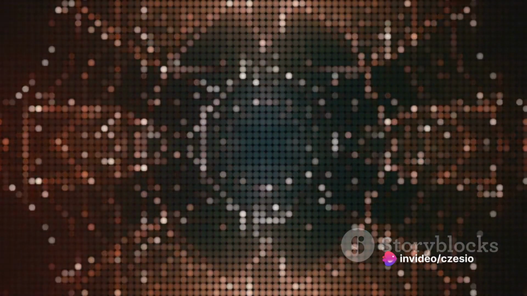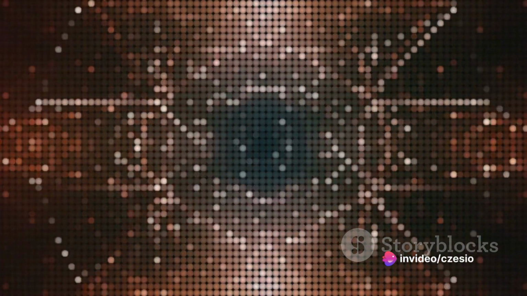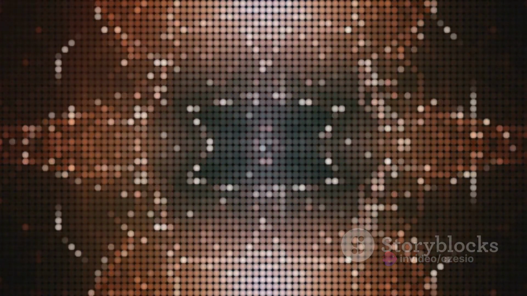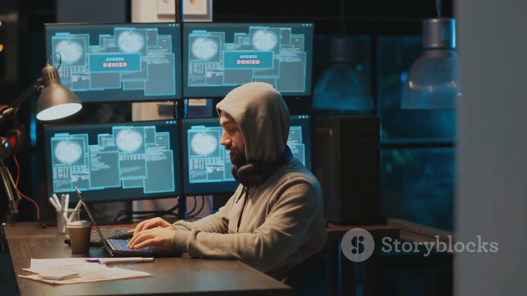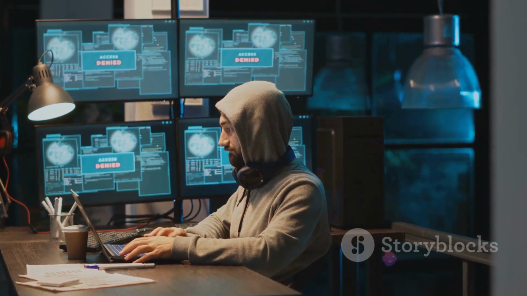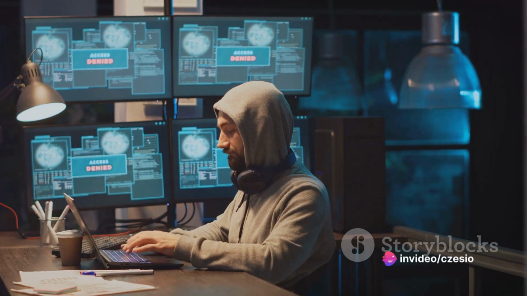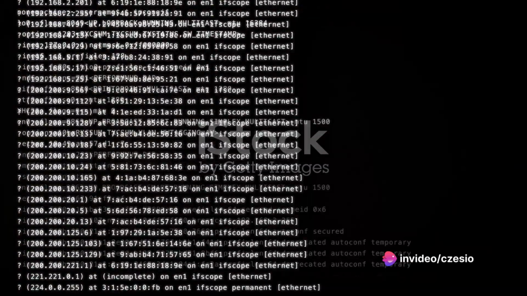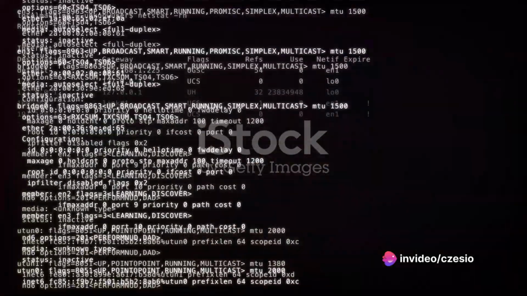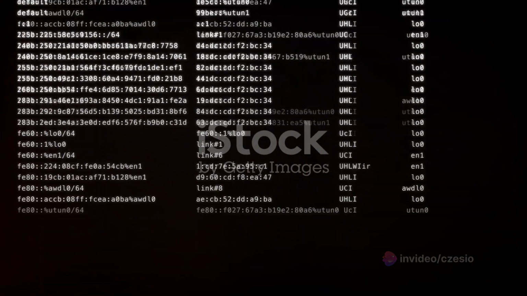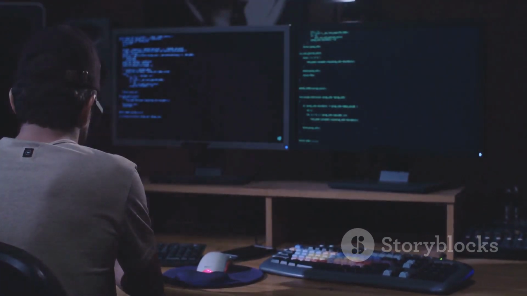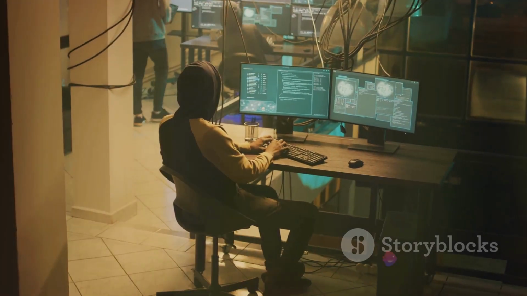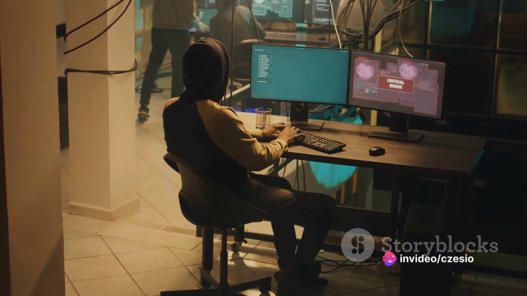Host discovery, in its simplest form, is the process of identifying live hosts within a network. This might sound straightforward, but in reality, it's a complex procedure that involves a variety of scanning methods. Let's start with one of the most common methods, ICMP echo requests, also known as ping. This method involves sending a signal to a host and waiting for a response. If a response is received, that means the host is live.